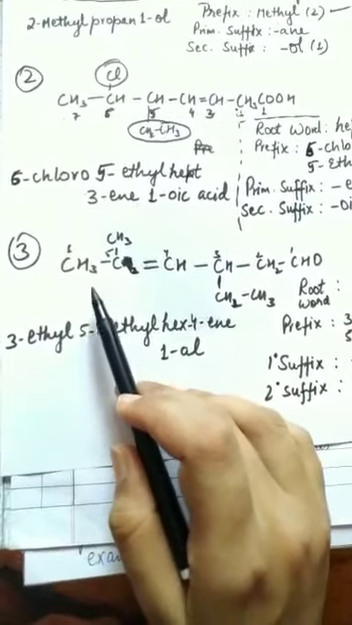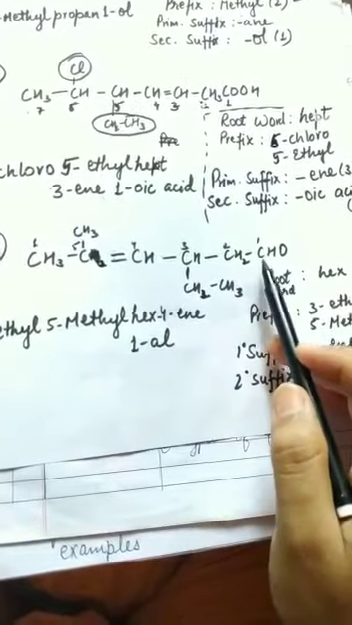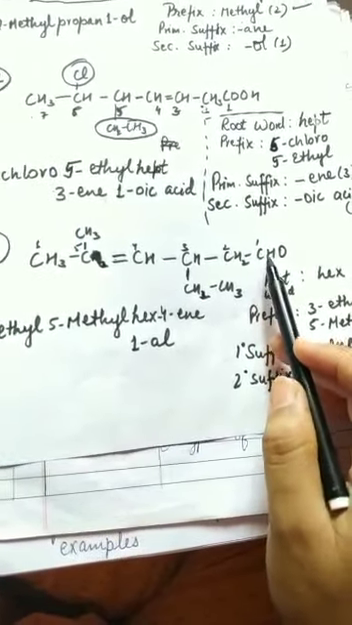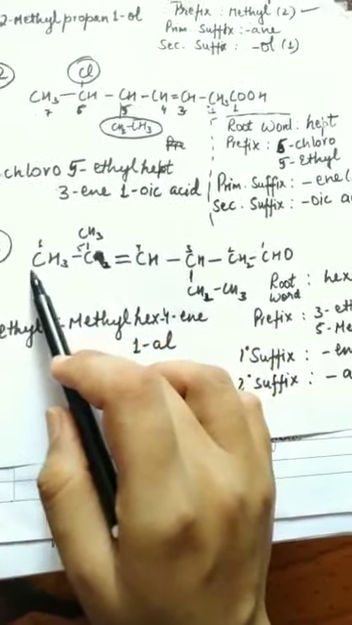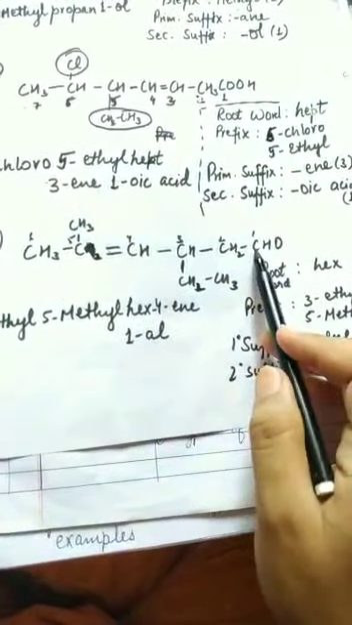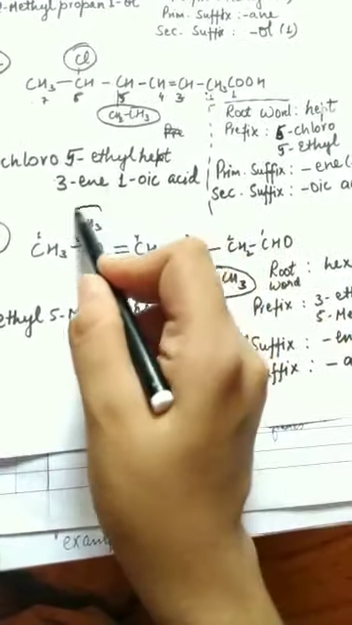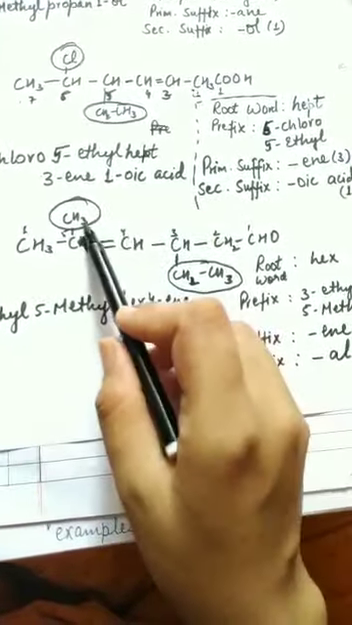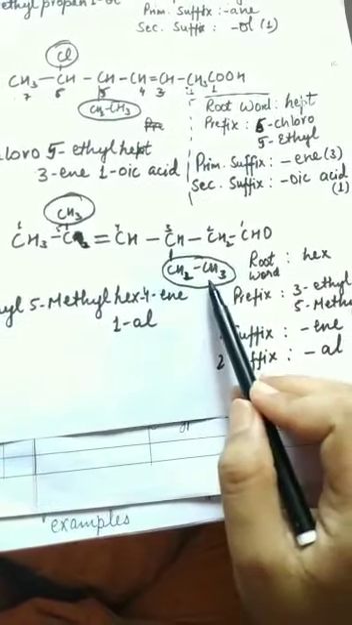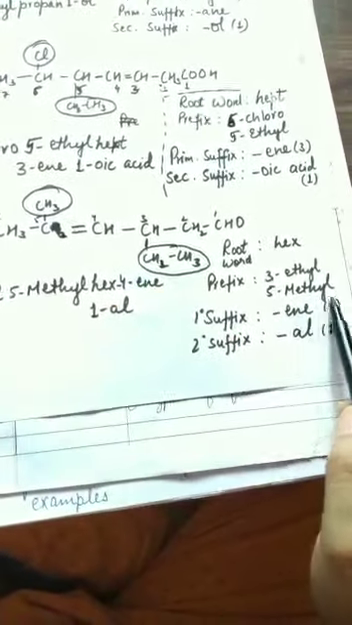Now next question. Next question is, it is again a long chain of carbon. So first we will identify the longest chain. This is from the functional group carbon. 1, 2, 3, 4, 5, 6. 6 carbons are there. Now the root word will be hex. Now the substituents, there are 2 substituents. One is this and one is this. So substituents, that is the prefix, are one is methyl and one is ethyl. Ethyl is at 3rd position, so 3-ethyl, and methyl is at 5th position, so 5-methyl.